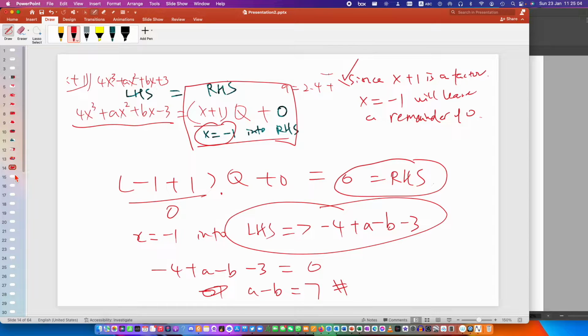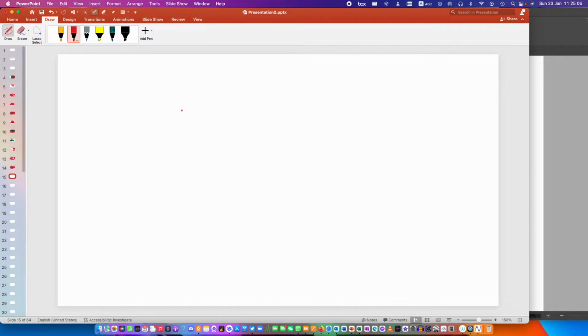You get two equations, A and B. Find A and B. Okay, can you tell me the question once again? It's given that f(x) leaves a remainder of negative 20 when divided by x minus 1. Can you tell me the dividend? The dividend is 4x cubed plus ax squared plus bx minus 3.